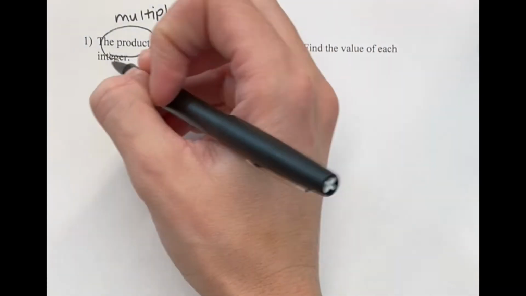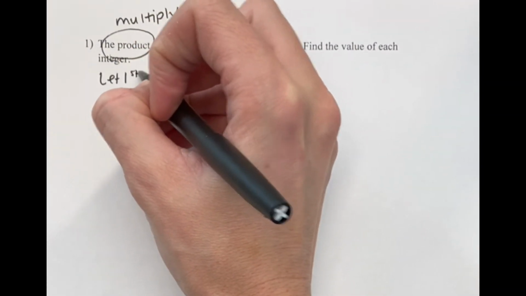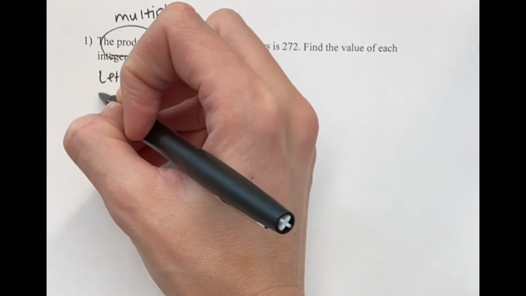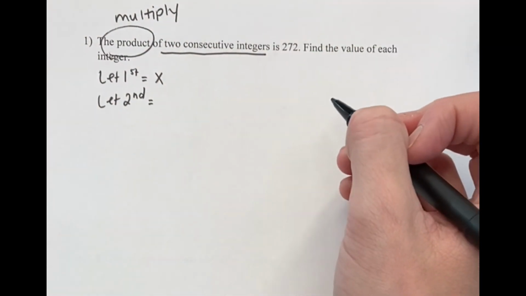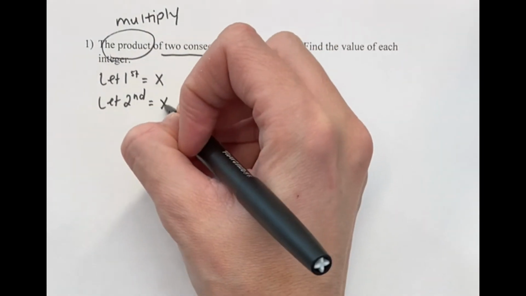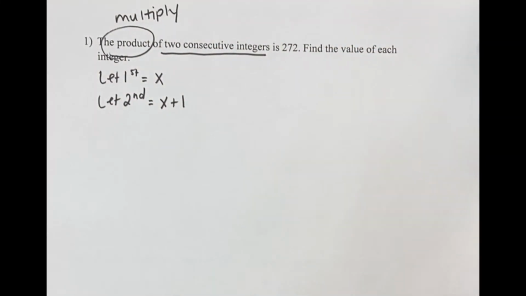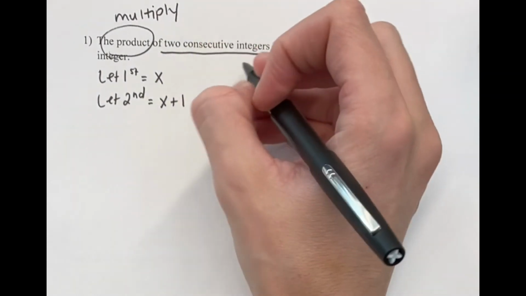So I don't know what these integers are. So we're going to let the first integer be x. And the second integer, well, if it's consecutive, it means one after the other. So the one after x would be x plus 1, as we talked about in our do now. So it says product of these. So I'm going to multiply them.